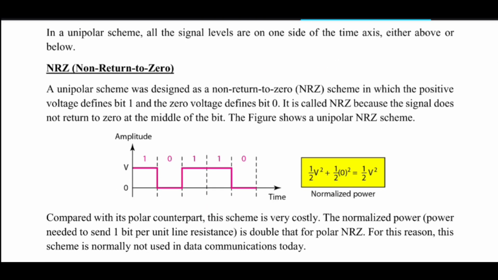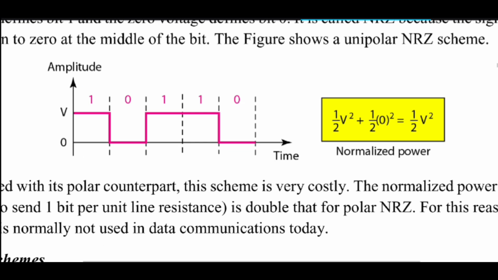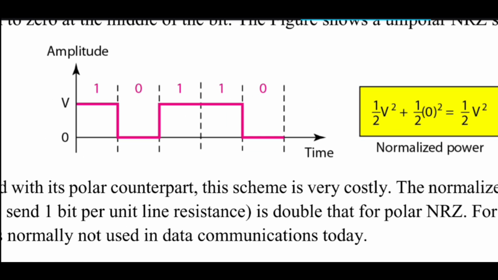First of all, unipolar. This is a non-return to zero convention. When there is a 1, from the starting to the end point of the time pulse, 1 is the upper level, then 0 maintains the lower level from start to end, then again 1 maintains the higher level from start to end, and again 1 maintains the higher level.